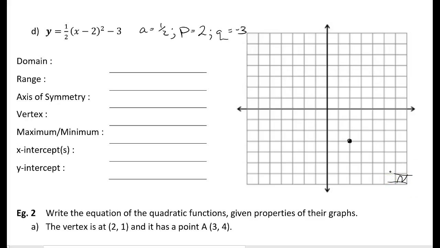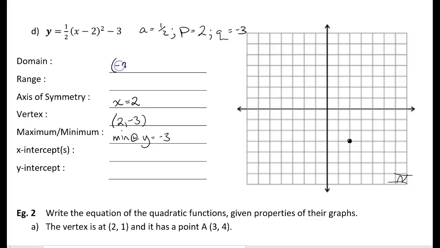And so that means, and it's opening upward, which means I'm going to have some x-intercepts, so good news. I can also start filling in these values. So (2, -3) is my vertex. It's opening upwards since a is positive, so I have a minimum at y equals -3. My axis of symmetry is at x equals 2.